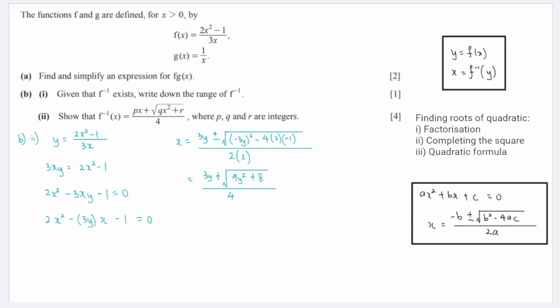So recall, what is x? x is the inverse function of f with respect to y. So this x here is the inverse function of y. Hence, to get the inverse function of x, you simply replace all the y with x, which will give us this expression, where by comparison we can see that p equals 3, q equals 9, and finally r equals 8. And that is it.